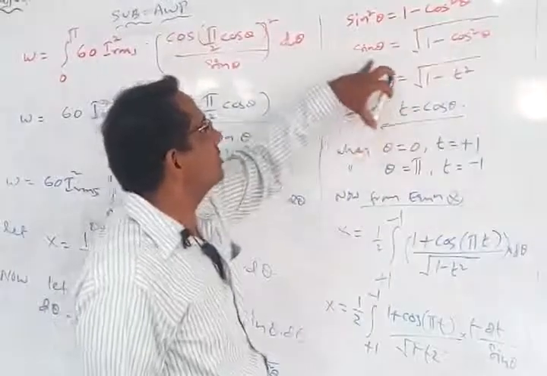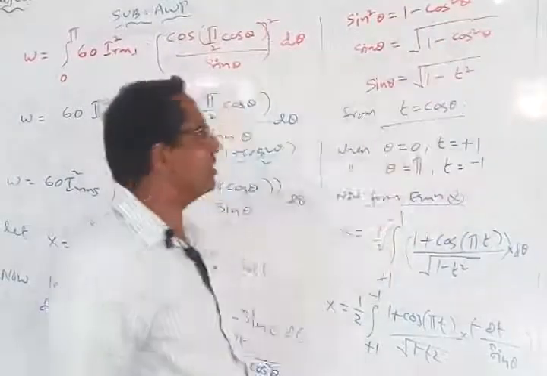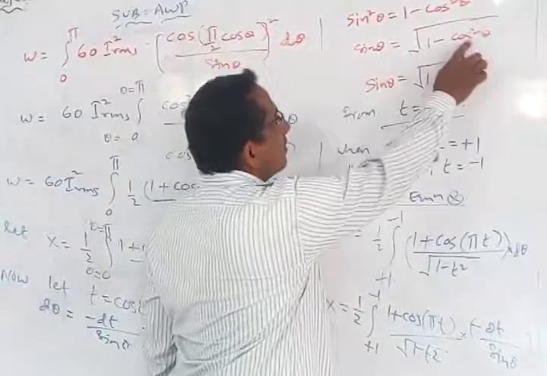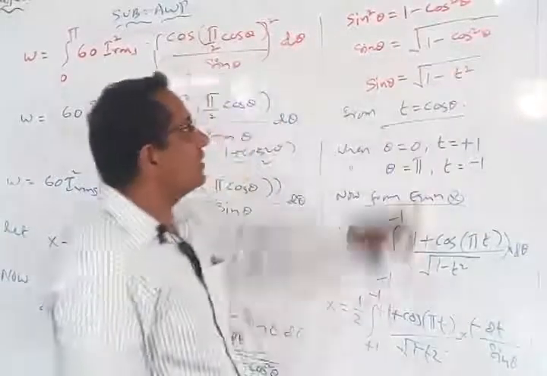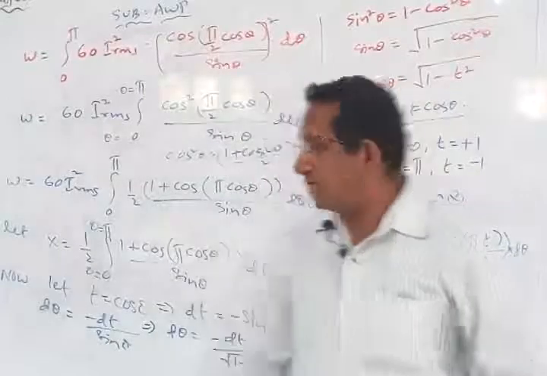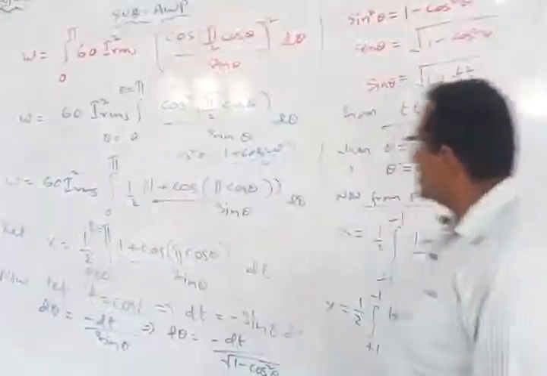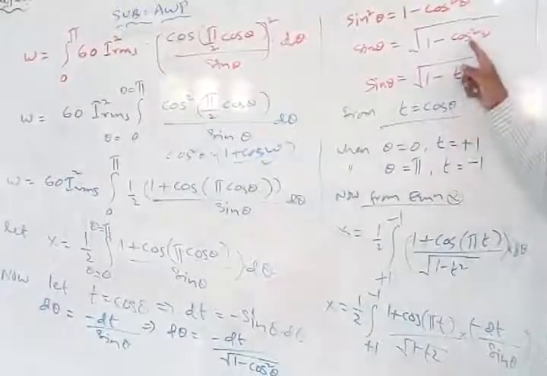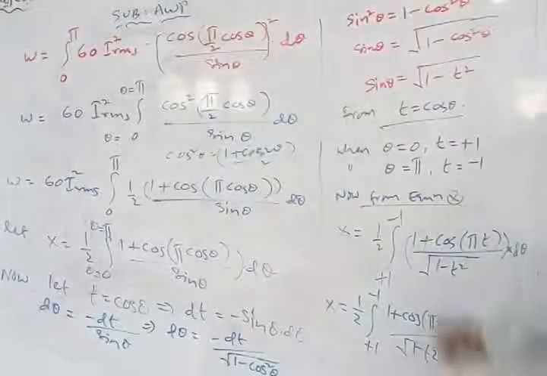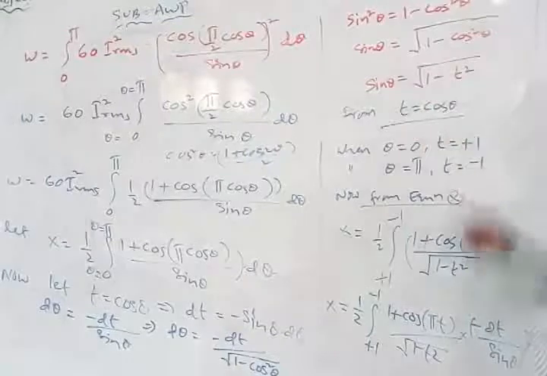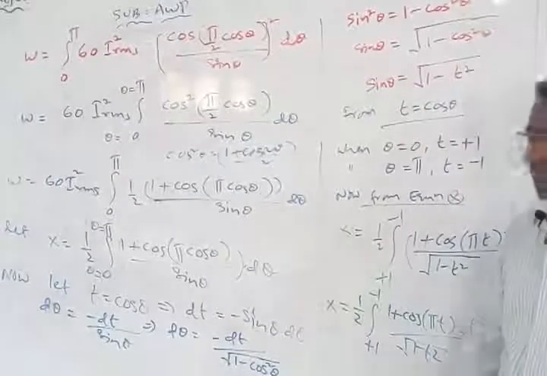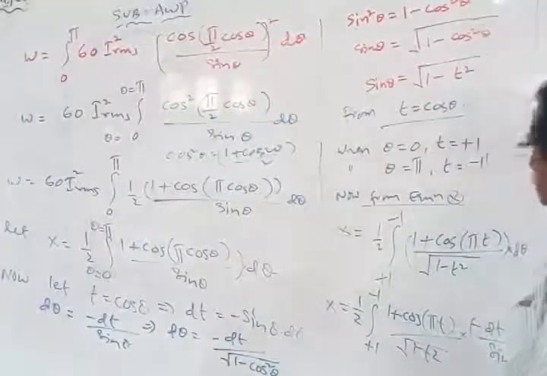So sin theta is equal to under root of 1 minus cos square theta. Now what is our assumption? Previously we had cos theta equated to t. Since cos theta is made equal to t here, I can substitute cos theta is equal to t. Therefore I can write sin theta is equal to under root of 1 minus t square. So that is the formula that I am going to have there.